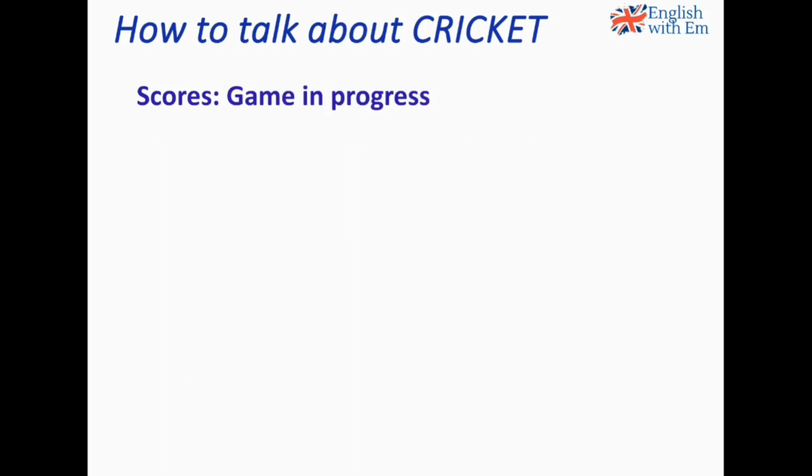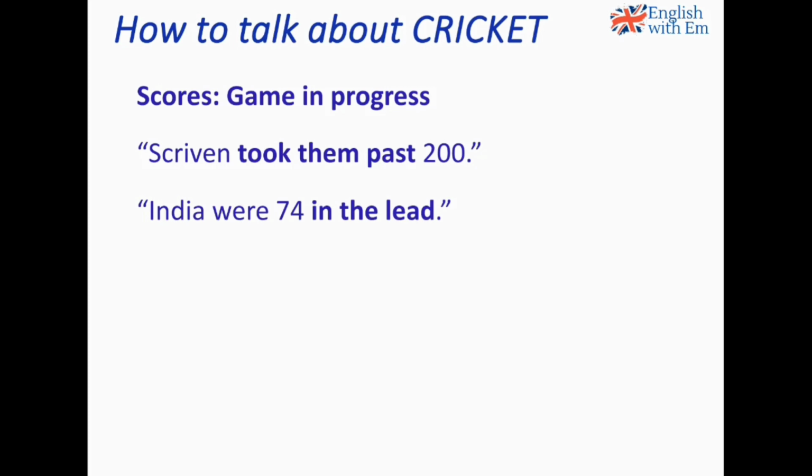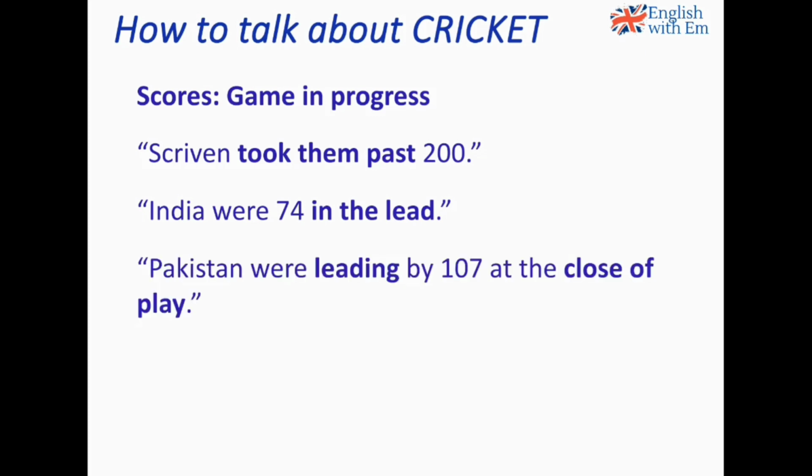Now, when a game is in progress, Scriven took them past 200. So to take them past is to score more runs than that. India was 74 in the lead. So if the team is winning, they are said to be in the lead. Pakistan were leading by 107 at the close of play. So again, the verb lead is used. New Zealand lead by 50 runs. So New Zealand lead, then New Zealand are winning.